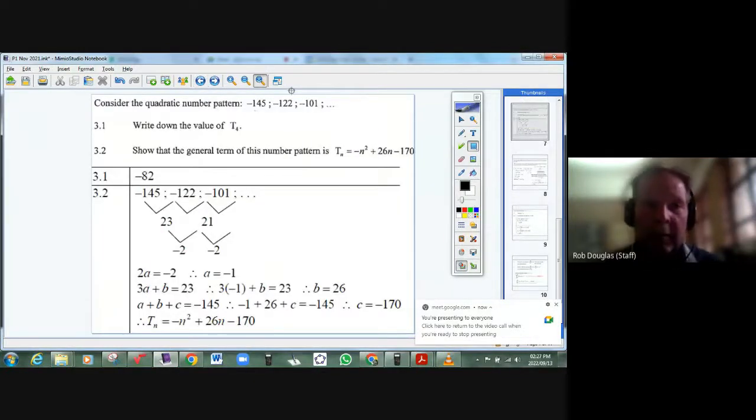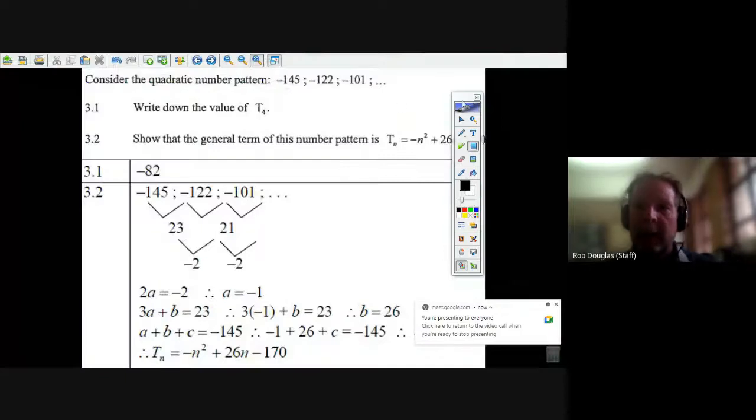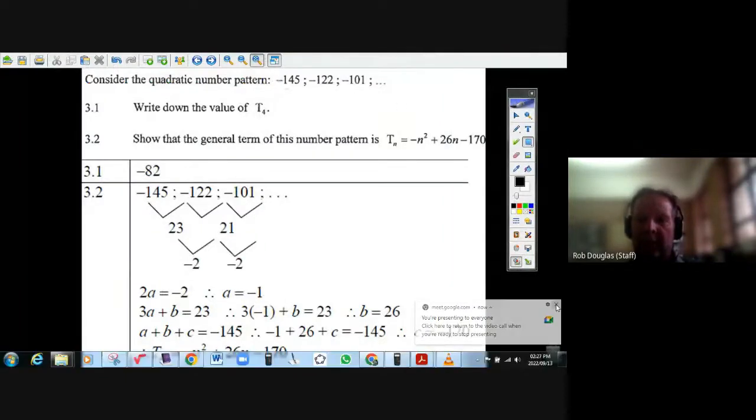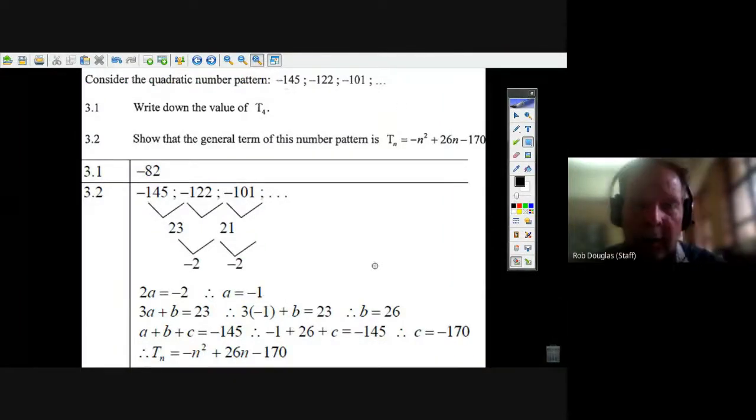Okay, we're going to look at question 3. It's a quadratic sequence question from November 2021, the November paper 1. So here we go. They give you this quadratic sequence and they tell you it's quadratic. So you know the first thing you should do is make the triangle.